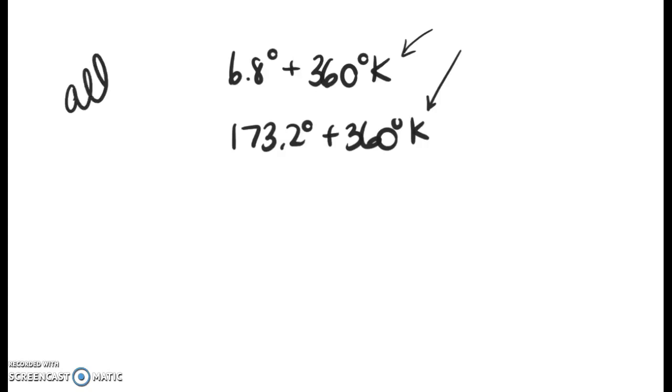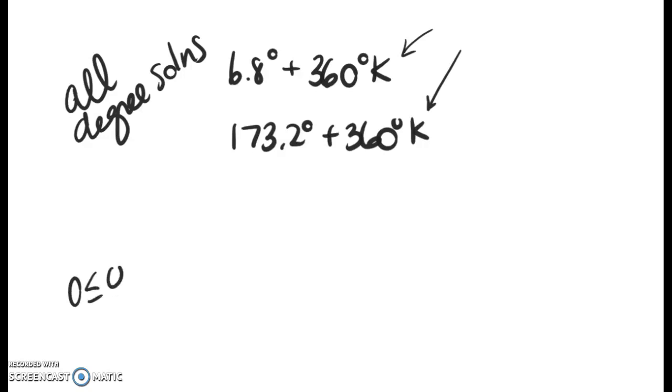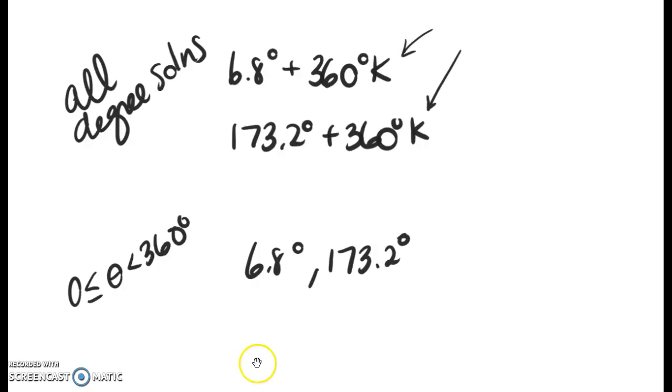So this is for all. So in part A, all degree solutions. And for part B, between 0 and 360, it's just these two. So that is how to do that question that comes from 6.1.